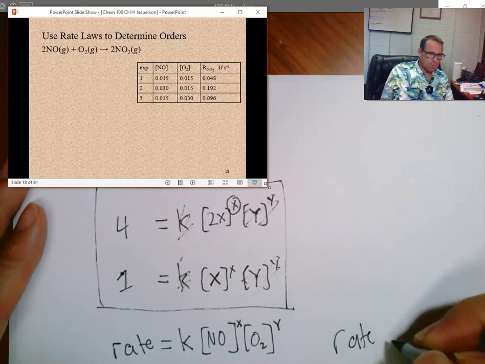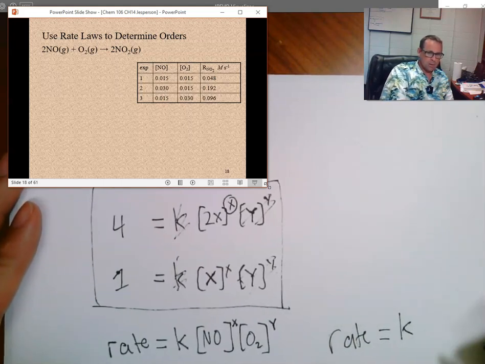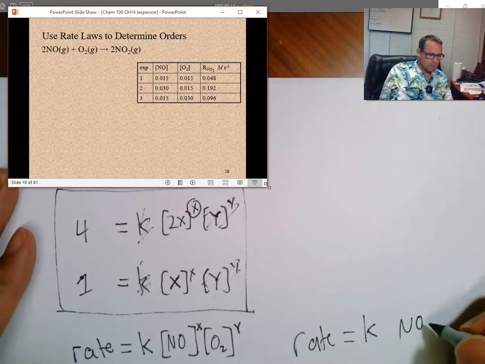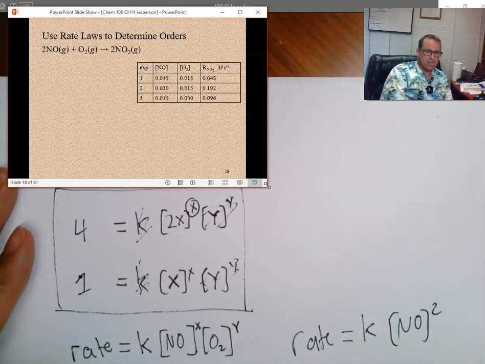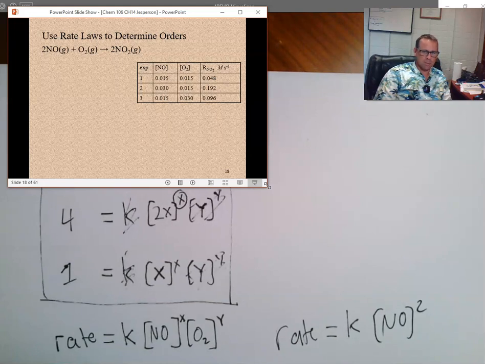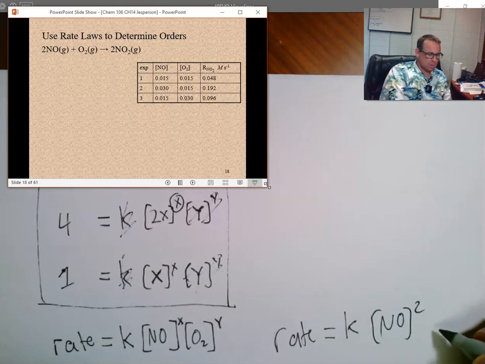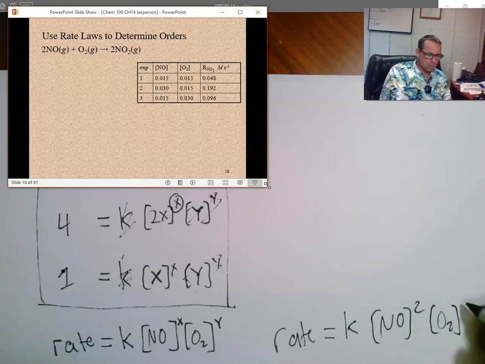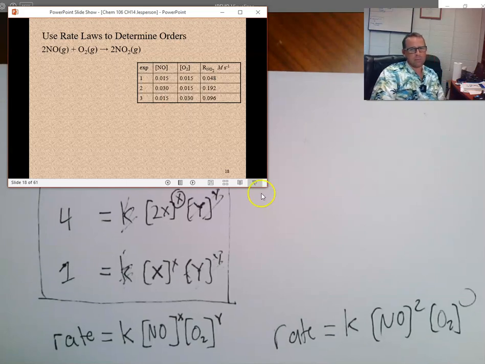Our rate law is now rate equals K times the concentration of NO, but we know that this is raised to the 2, second power. All right, so we're learning more about our rate law. We don't know what the value is up here yet, right? But we can learn.